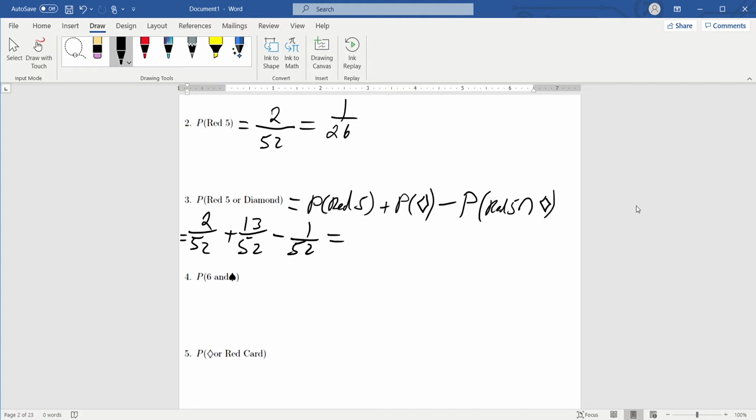So now you just do the math. 15 minus 1, so that would be what? 14 out of 52. And it's okay to just punch all this straight in your calculator at once. That would just give you 7 out of 26.